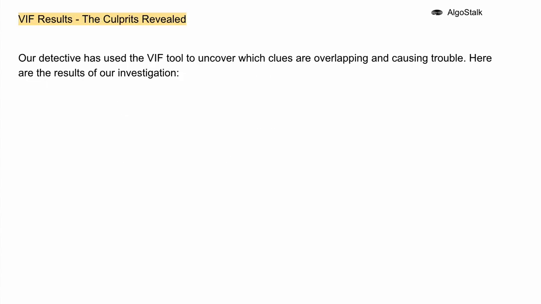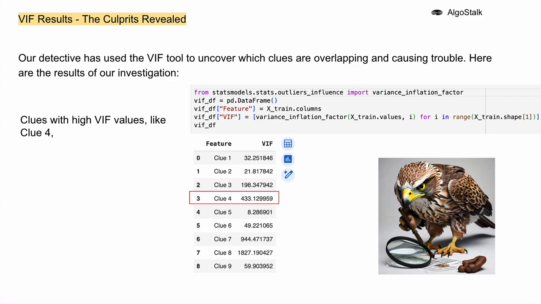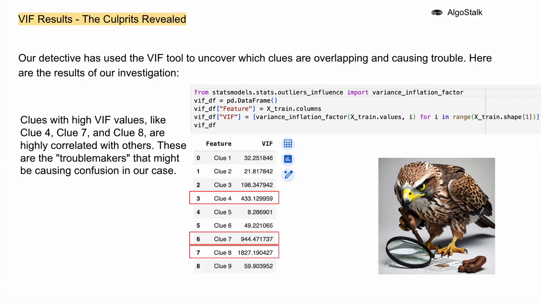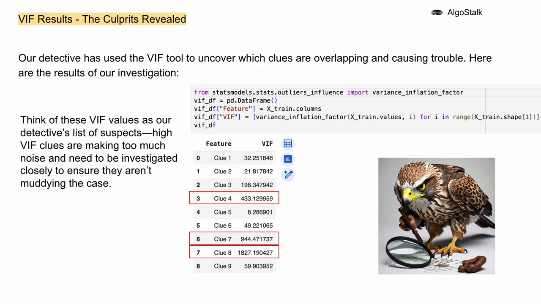Time for some results. Our detective has used the VIF tool to uncover which clues are overlapping and causing trouble. Here are the results of our investigation. Clues with high VIF values like clue 4, clue 7, and clue 8 are highly correlated with others. These are the troublemakers that might be causing confusion in our case.